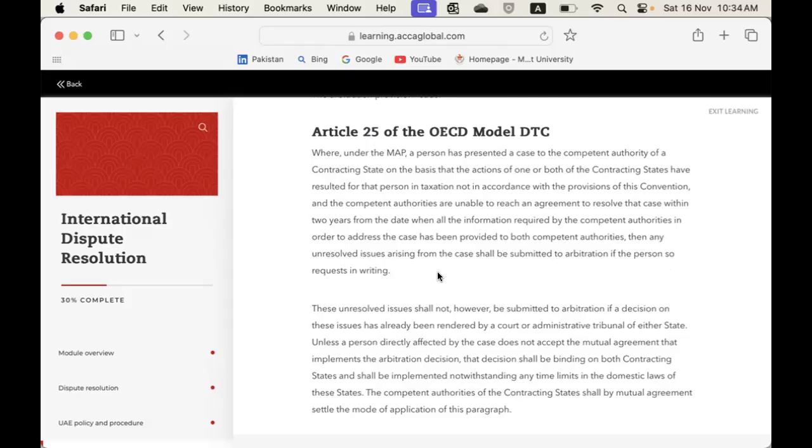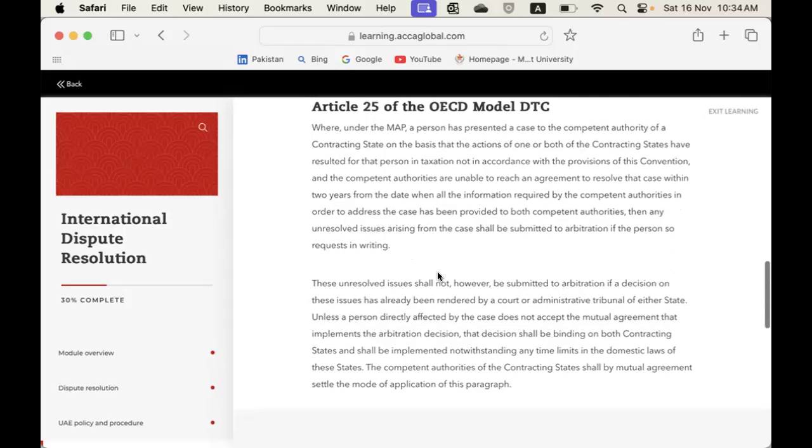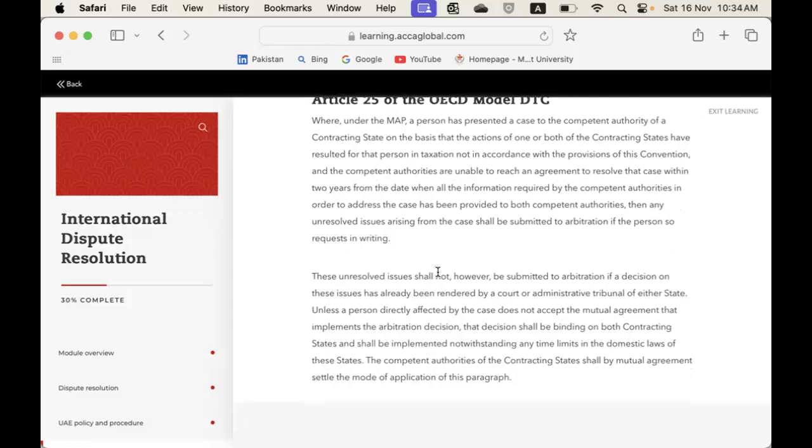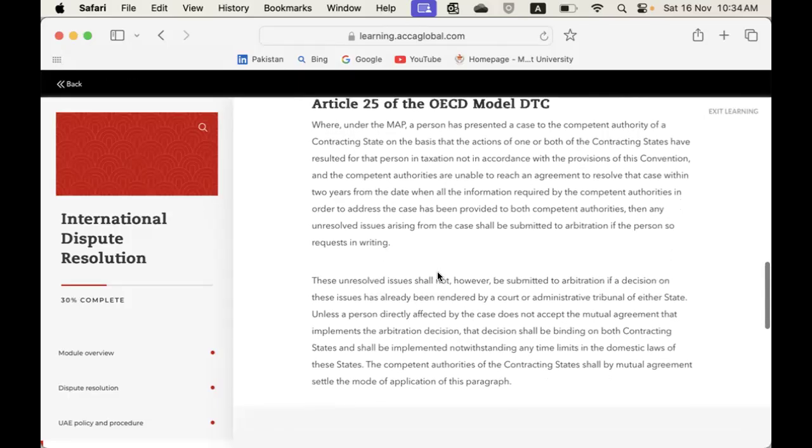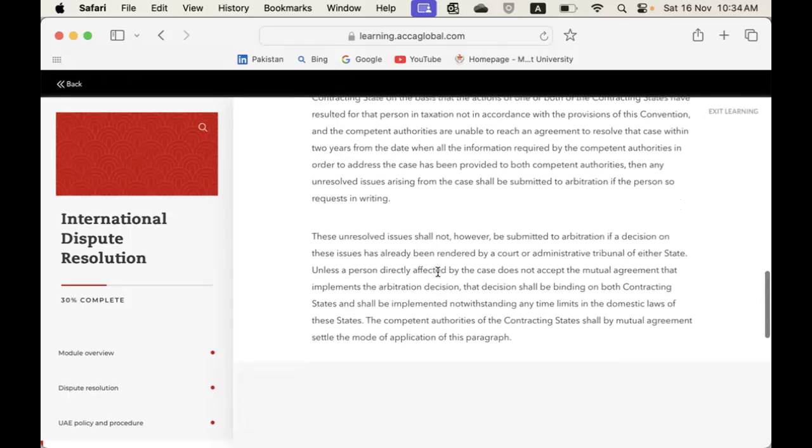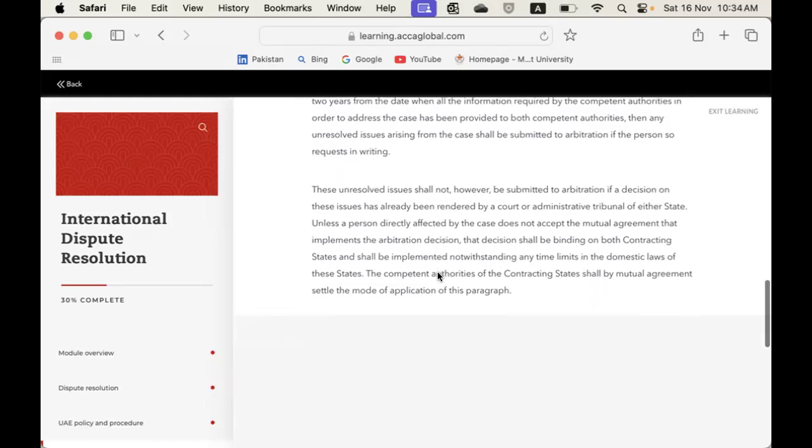FTA and ZATCA start negotiating over a matter of a taxpayer, and all information has been provided, everything is there, but for 2 years the matter stays unresolved. Then the taxpayer may step forward and say, look guys, this is not happening, let us resolve it through arbitration, because otherwise if we keep fighting the legal angle, it is not going to be resolved. Both arguments are very strong, so let us do arbitration.